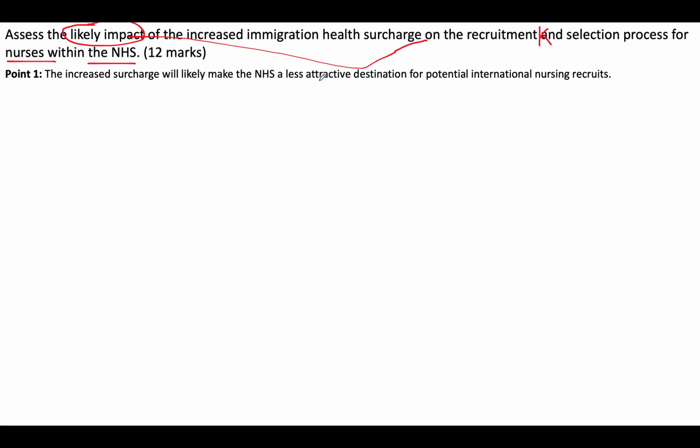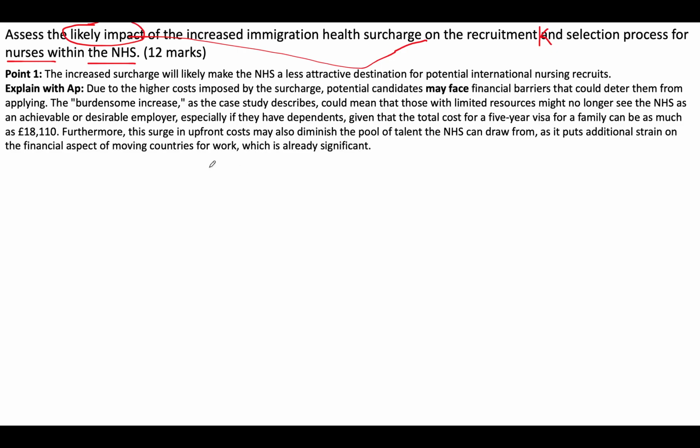Now at the moment, this has started straight into a likely impact, which is fine, as long as it demonstrates in a bit some knowledge about recruitment and selection, or it's going to be one of those waffly answers that don't really answer the question.